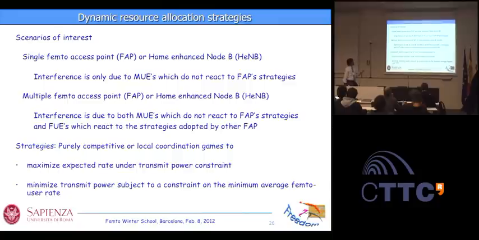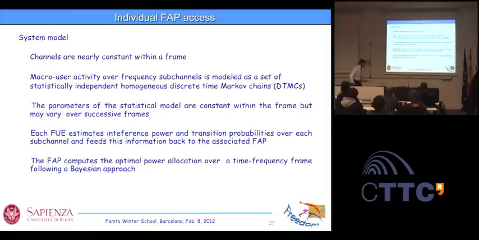Okay, so this is why we formulate this problem as a game problem, where the players are the femto-access points, and we want to find out the conditions under which there exists an equilibrium, and to check if the equilibrium is efficient, and if there are ways to improve the efficiency of this game.